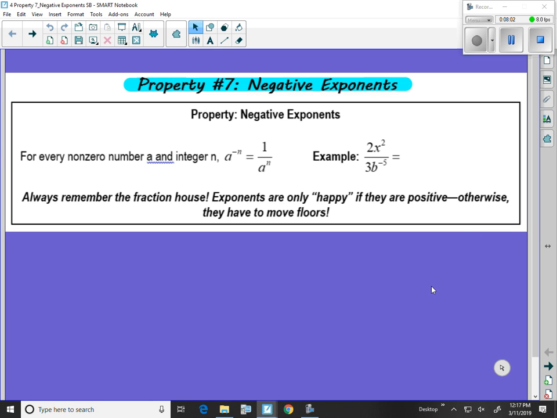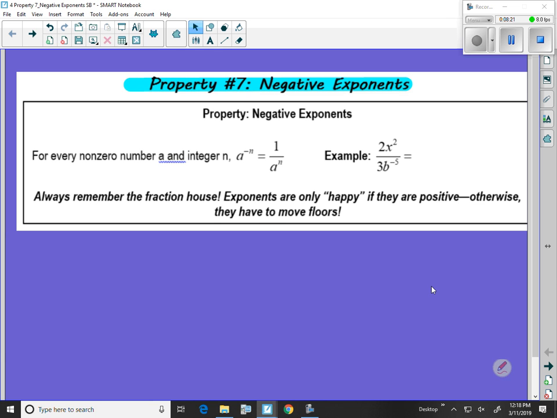Okay. All right, property 7. For every non-zero number a and integer n, where we have a to the negative n, like for example x to the negative second, we just move it. So this would be like over 1. If I move it downstairs, it becomes positive. Wherever it's located, if it's in the numerator and it's negative, move it to the denominator. If it's in the denominator, move it to the numerator. It flips the sign, okay?